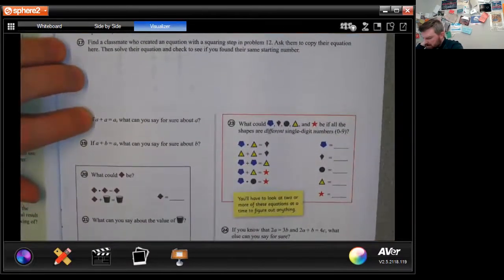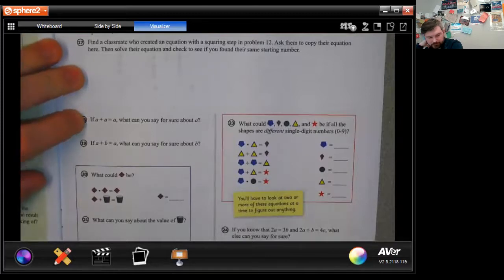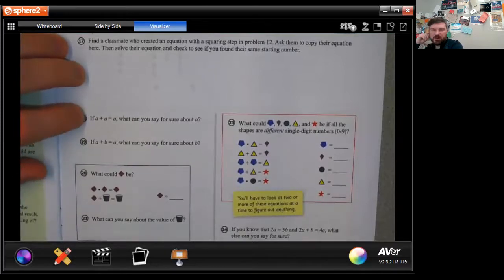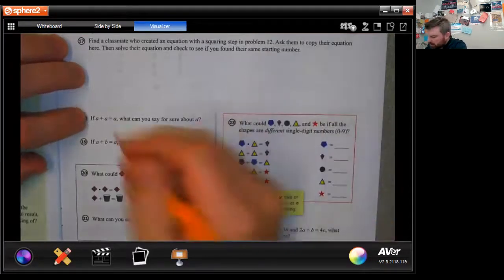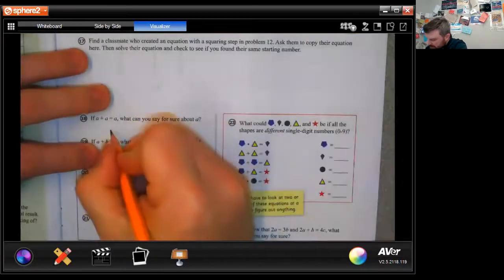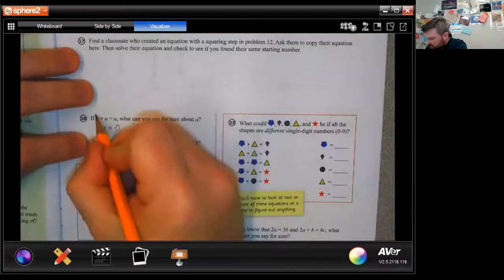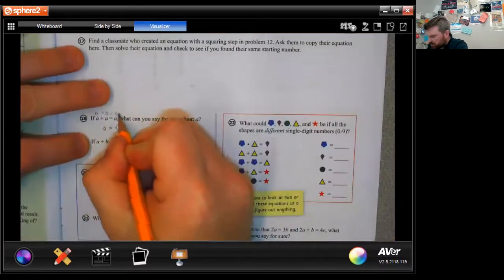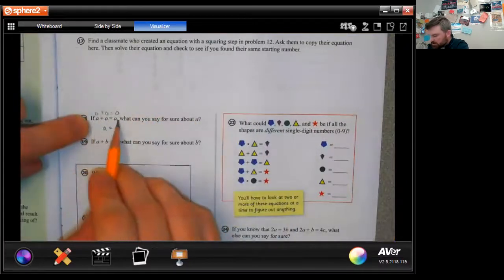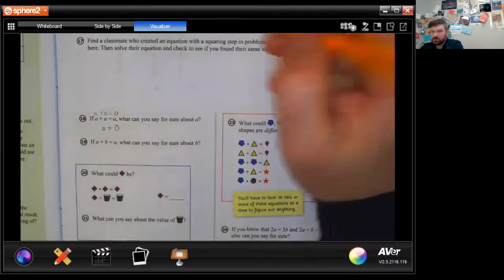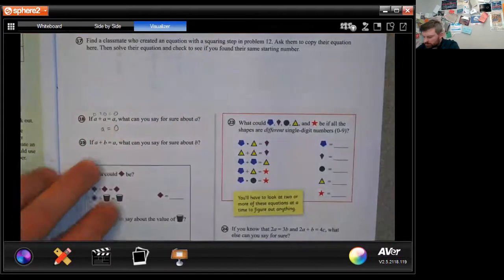Number 18. If A plus A equals A, what could you say about A for sure? So what number plus itself equals itself? The only number that could be is 0. A must equal 0 because 0 plus 0 equals 0. If we go to 1, 1 plus 1 is 2. That's not itself. So A must be 0.